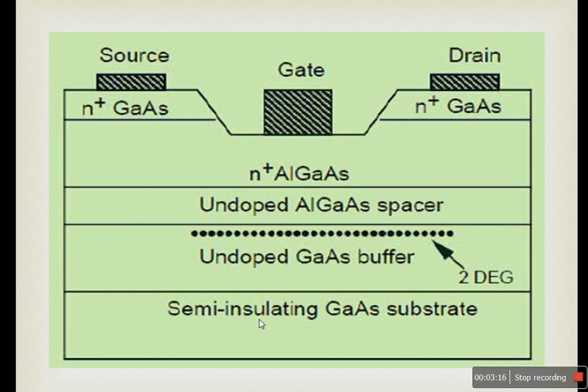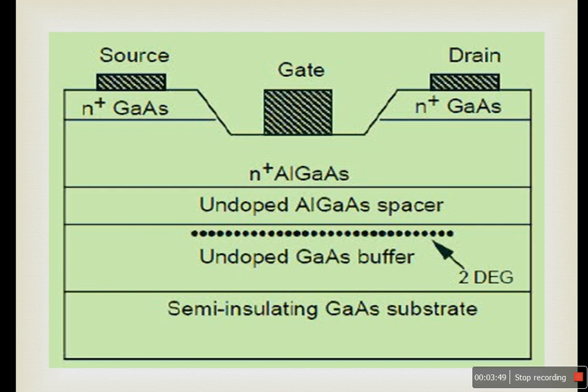In the bottom we are using semi-insulating gallium arsenide, after that the undoped gallium arsenide buffer and the undoped aluminum gallium arsenide spacer, and after that N plus aluminum gallium arsenide. Source, gate and drain are the three terminals, like in the MOSFET. In place of the source we are using N plus gallium arsenide, and here also N plus gallium arsenide. Here the junction is formed between the different doping materials.